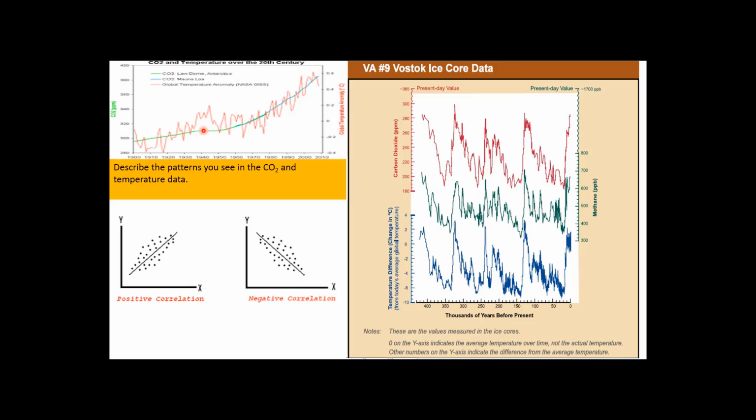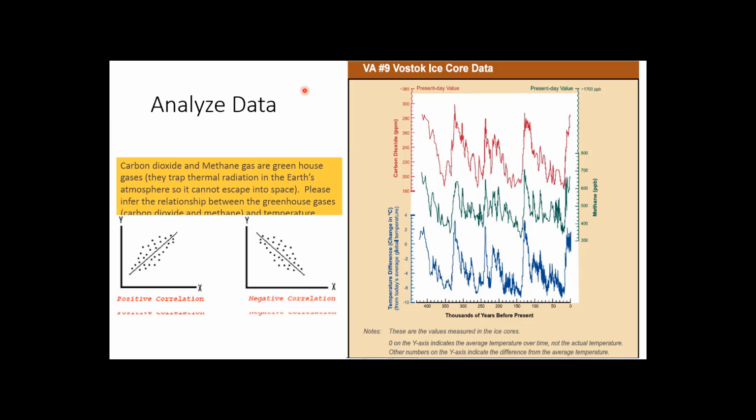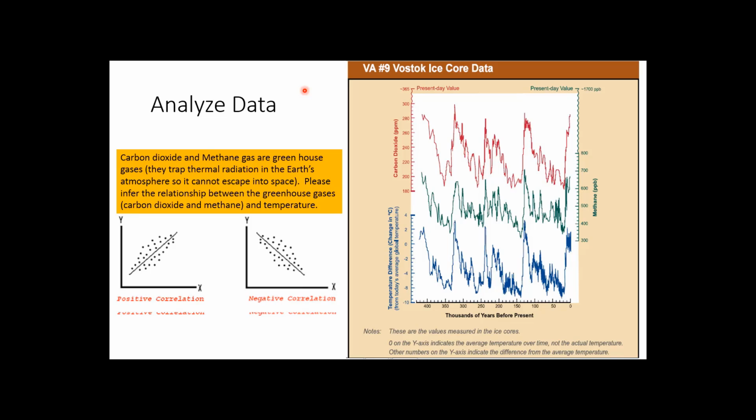Now, it doesn't always fit, like right here it doesn't fit, and that was in the 1940s. But it does look like there's something going on, because as the CO2 goes up, the temperatures are going up. So carbon dioxide and methane gases are greenhouse gases. They trap thermal radiation in the Earth's atmosphere, so it cannot escape into space.